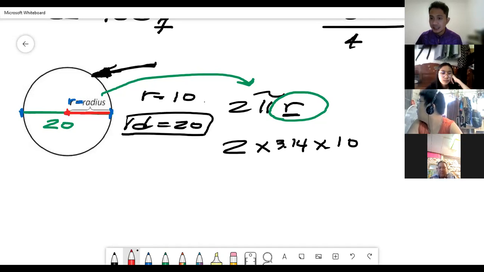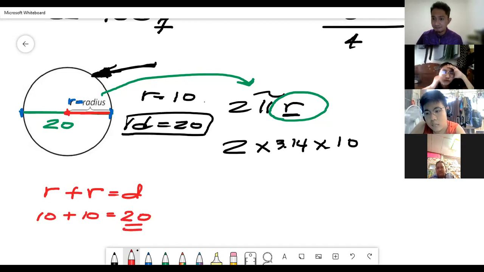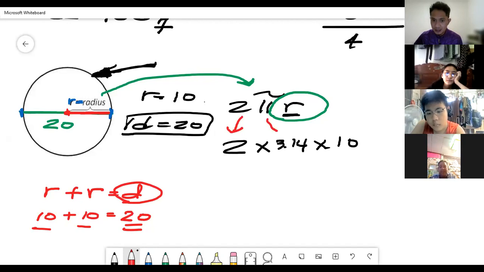10. Why 10? Because r plus r is equal to the diameter. Meaning, 10 plus 10 is equal to 20. So that is r. R plus r is equal to the diameter. Okay? So we will follow 2 pi r. The pi is 3.14 and r is 10. Proceed. So that is very easy.